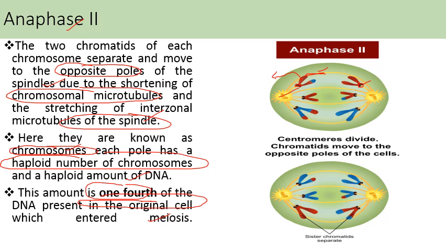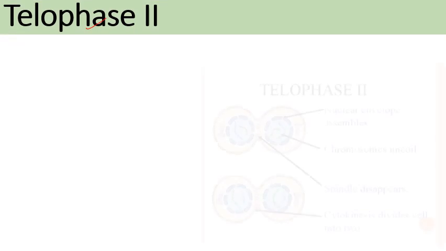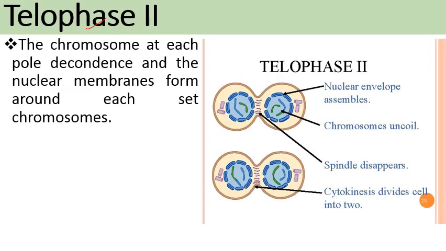So, जो original content होगा haploid chromosome का, that is present in this half of the arm. Next comes Telophase II. Here the chromosomes at each pole decondense and the nuclear membranes form around each set of chromosomes. So यहाँ पे जो chromosomes हैं, they will reach the opposite poles, और यहाँ पे जो nuclear membrane है फिर से reappear होगी, and there is appearance of the nucleus again.